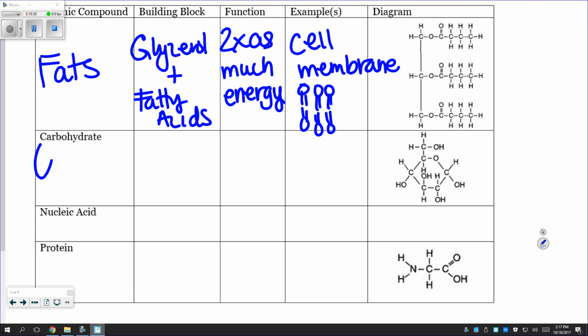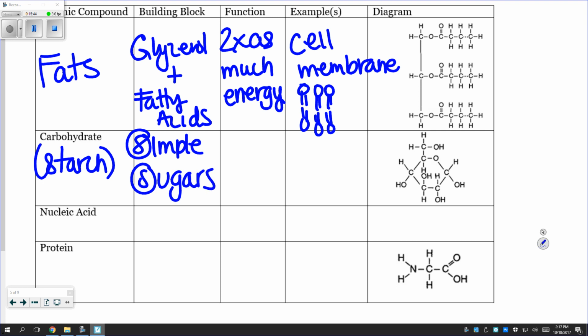A carbohydrate, remember, a carbohydrate really just means sugar. A lot of times when we're talking about carbohydrates, we're talking about big sugars. The example, the big sugar that we use frequently is going to be starch. The building blocks of starch are going to be simple sugars. Remember, all the S's go together. Instead of calling it a simple sugar, you can also use the term monosaccharide. So monosaccharide, simple sugars, starch, all of those ones go together.